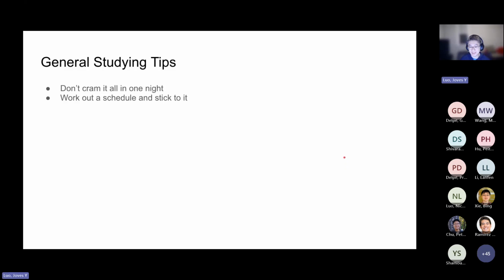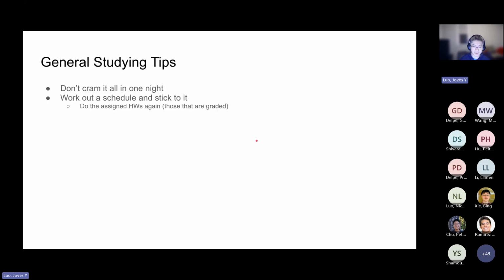Work out a schedule and stick to it. It's really easy for you to be like, oh, I didn't get to my 2 hours today. I'll just do 3 hours tomorrow. Oh, I didn't get 3 hours in tomorrow. I'll just get 4 hours the next day. It just stacks up by pushing everything off. So I just suggest make a schedule, say how many hours you want to study or how many topics you want to cover, and just do it.